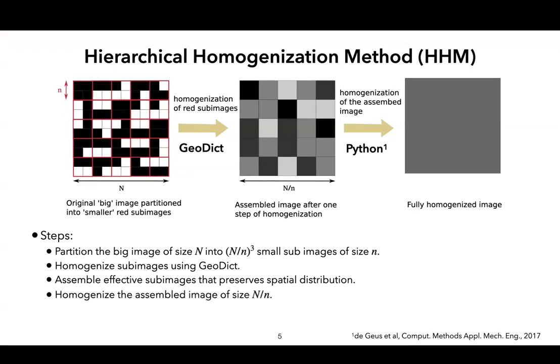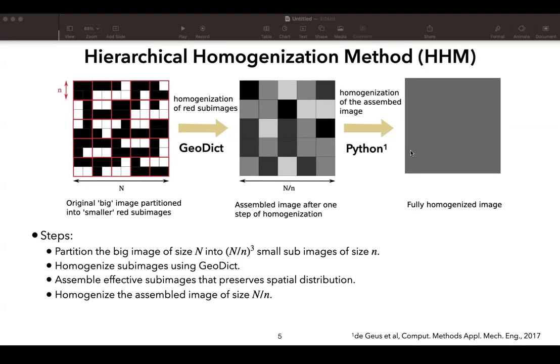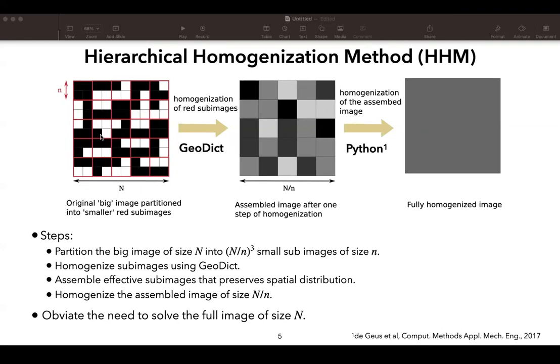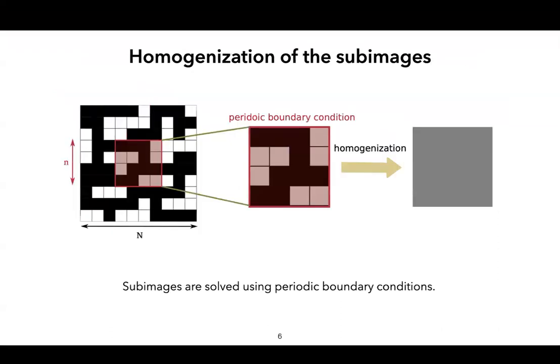Then we again perform homogenization of this intermediate image, and we obtain our final homogenized property. In this way, it obviates the need for solving the full image of size capital N, which can be very expensive.